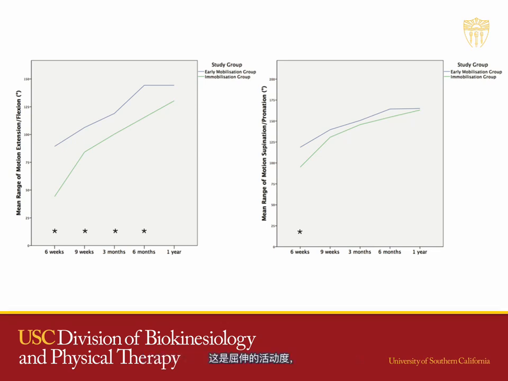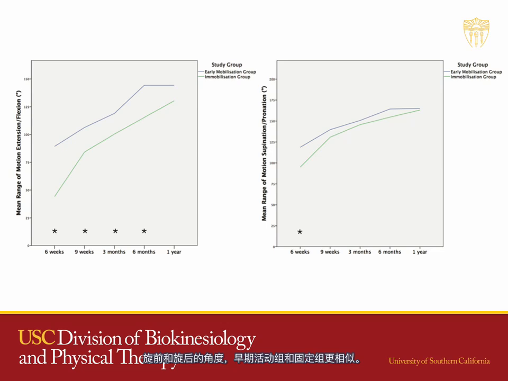So some other outcomes from that study you'll see here. This is range of motion, flexion extension. Okay, so they started measuring at 6 weeks. The early mobilization group is the blue color, and the immobilization group that was immobilized for 5 weeks is the green color. So you can see significant improvements in range of motion all the way up to a year. Their flexion extension range of motion, they were getting up to 120 degrees at a year, and they got there relatively quickly. I mean, they were moving up very quickly.